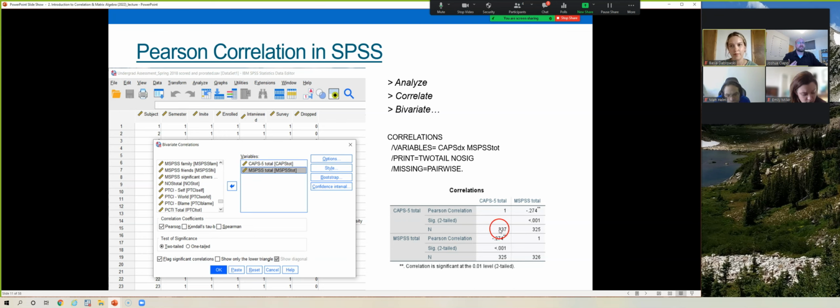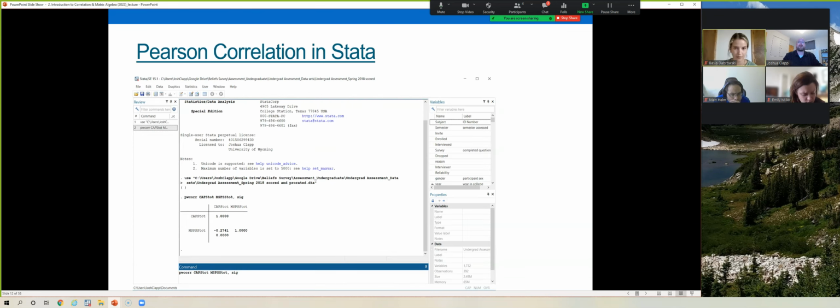And then we have sample sizes and our p-value here, indicating strength of evidence and things like that. Here is Pearson correlation in Stata. None of you all are Stata users, but Robert is, and Ali will be. Simple command here, pwcorr, and then your variables, and then comma sig will just give you p-values with that.